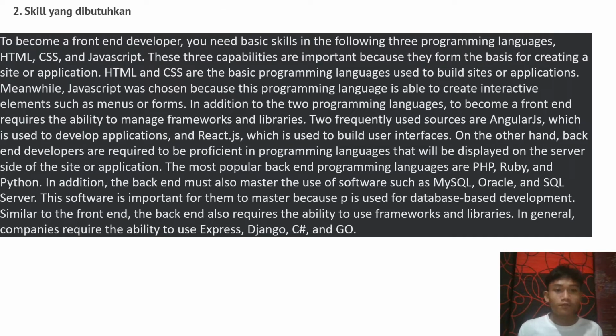To become a front-end developer, you need basic skills in the following programming languages: HTML, CSS, and JavaScript. These three capabilities are important because they form the basis for creating a site or application. HTML and CSS are the basic programming languages used to build a site or application. Meanwhile, JavaScript was chosen because this programming language is able to create interactive elements such as menus or forms.